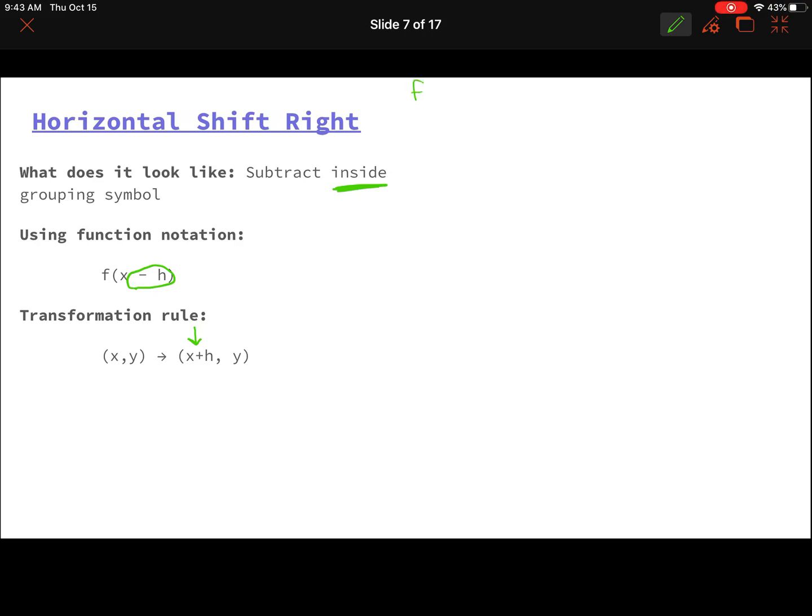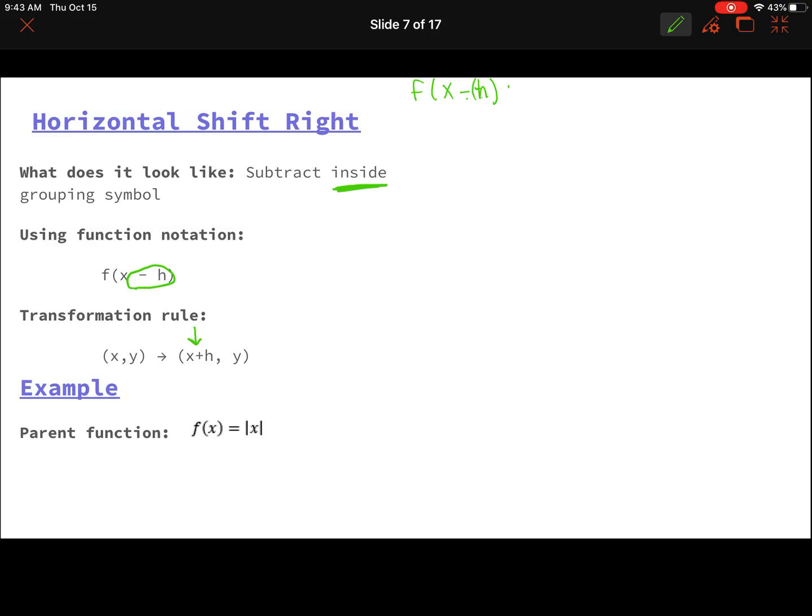Because our parent function is really like this, okay? So, but remember, if we have a positive number in here, it's going to be negative, right? And vice versa. If we have a negative number, it'll actually be positive because when we do this, a negative and a negative become a positive, okay? So when we're doing horizontal shifts, you're really doing the opposite of what's in the symbol, the opposite of the sign.